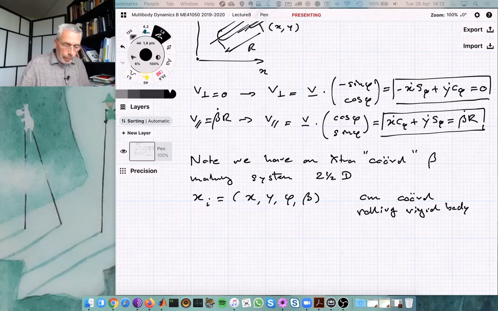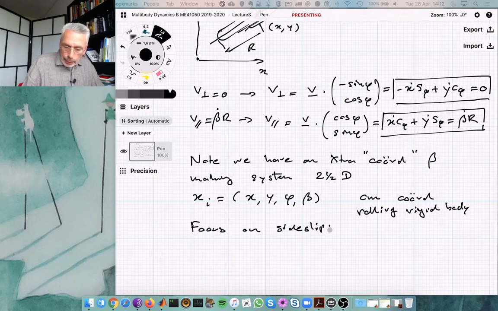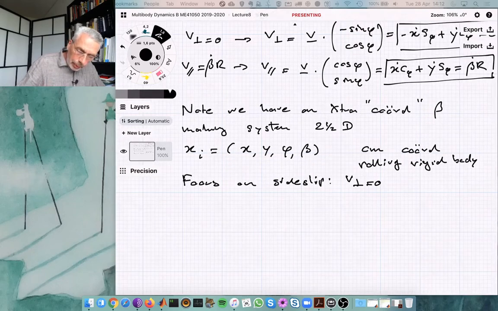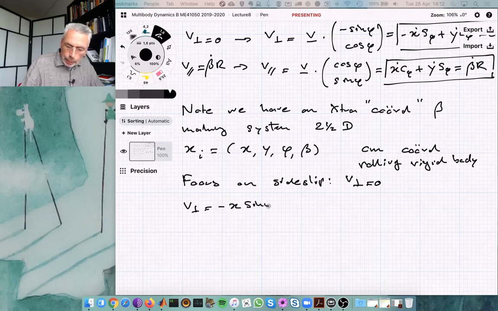And there are more applications. So the field is a little bit wider than rolling contact. Therefore, let's focus on the side slip. Or in other words, the V perpendicular is 0. Now let's look again at that condition. V perpendicular was minus x dot sine phi plus y dot cosine phi. Should be 0, right?